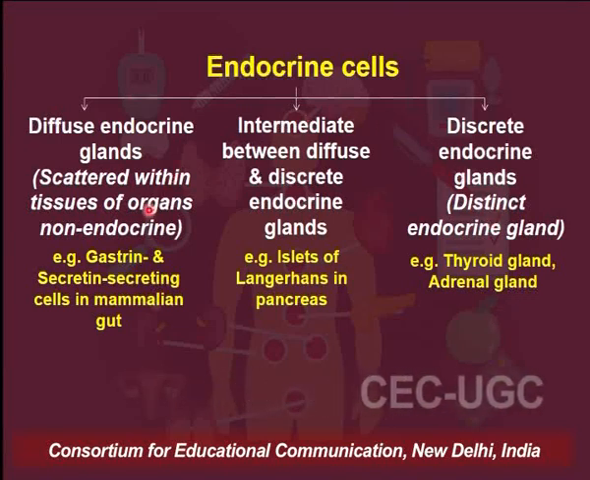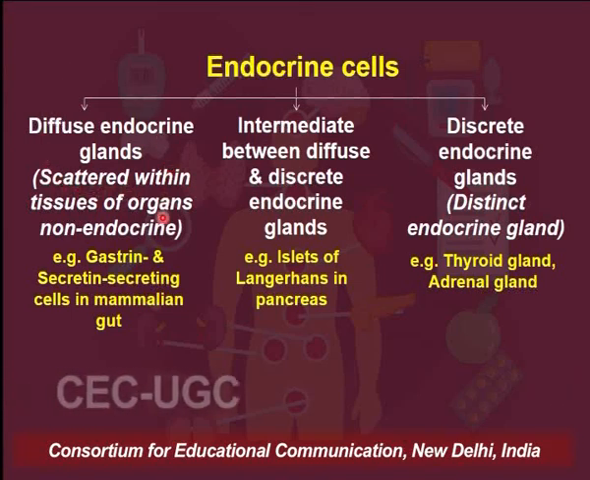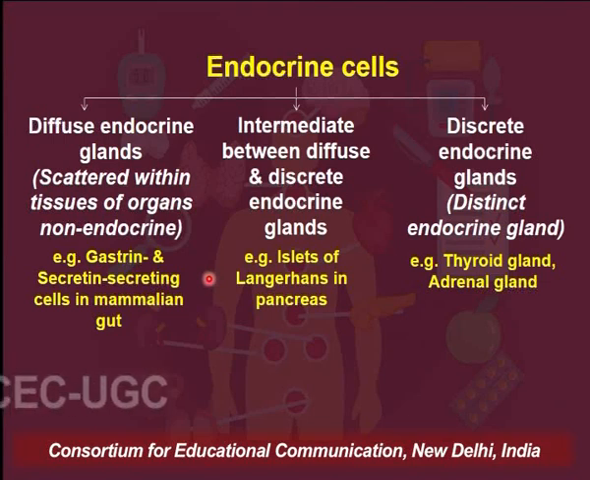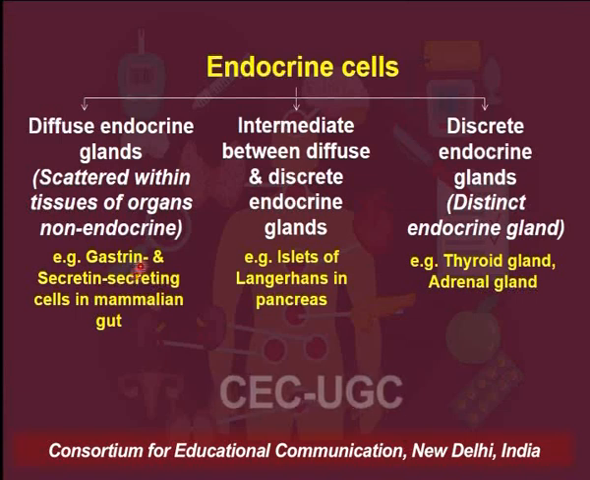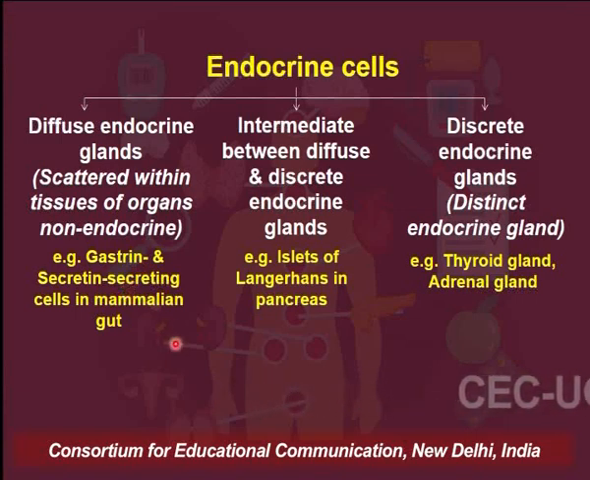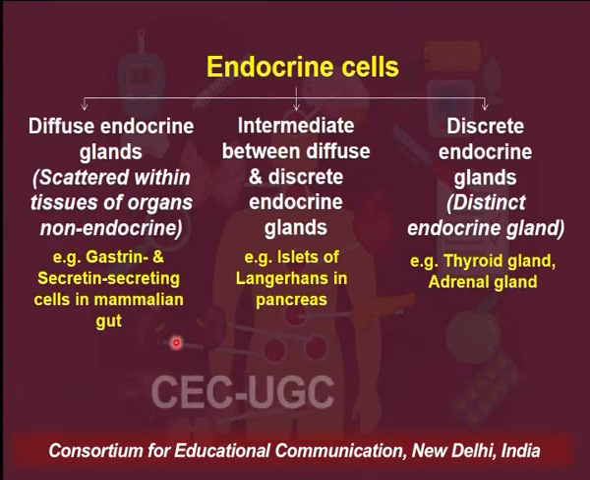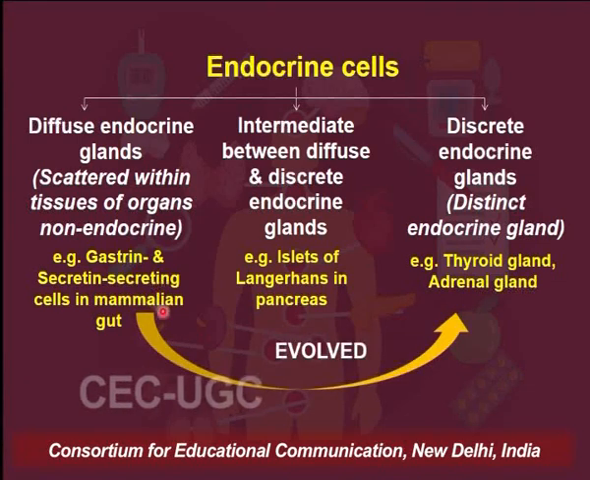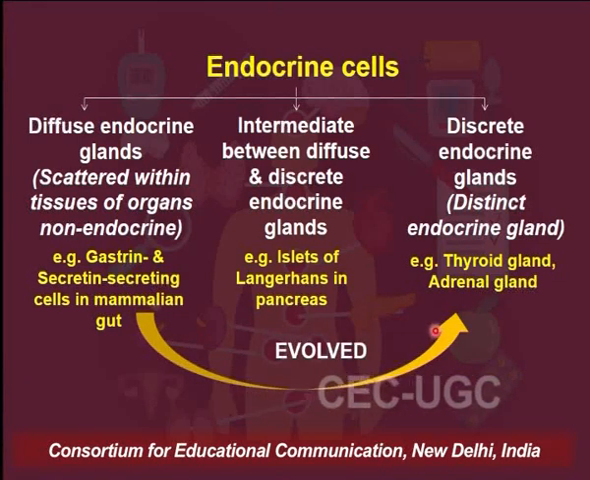So now let me tell you that there are certain diffused endocrine glands also, wherein you will find some of the endocrine cells remain scattered within the tissues of organs which are not even endocrine in nature. Look at the example of gastrin or secretin-secreting cells in the gut. Interestingly, you would be surprised to know that in fishes, the thyroid-secreting cells are found dispersed in the ovaries. So this suggests that from these diffused endocrine glands, the discrete endocrine glands have evolved in the animal kingdom.